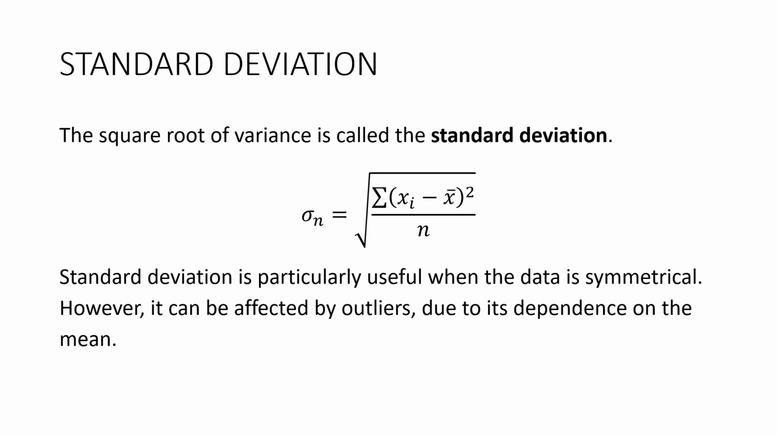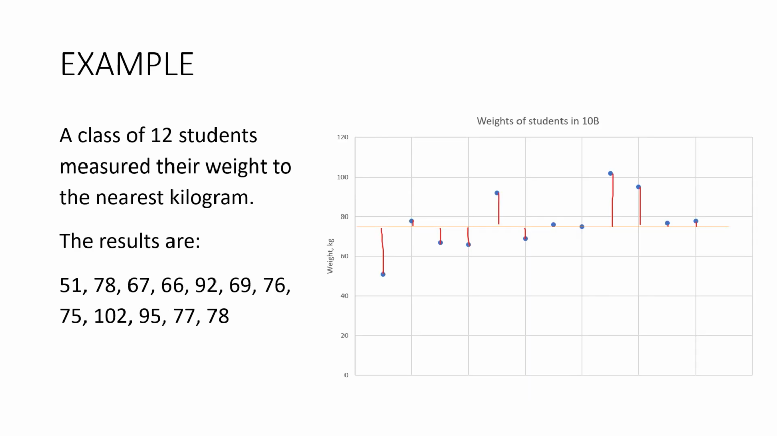Now, standard deviation is particularly useful when the data is symmetrical. However, it can be affected by outliers due to its dependence on the mean. So let's just have a look at this example. A class of 12 students measured their weight to the nearest kilogram, and we've plotted them here. Now we've worked out the mean, that's this line here. The standard deviation is the average deviation each of these scores is from the mean. The way we work it out is we find the difference between the score and the mean, square it so that we get rid of the plus or the minus, add them all up, divide by how many there are, and then finally take the square root.